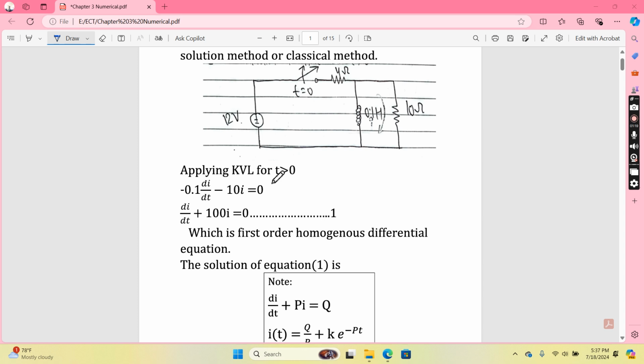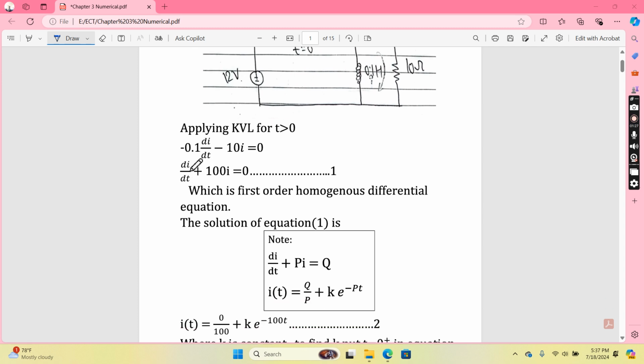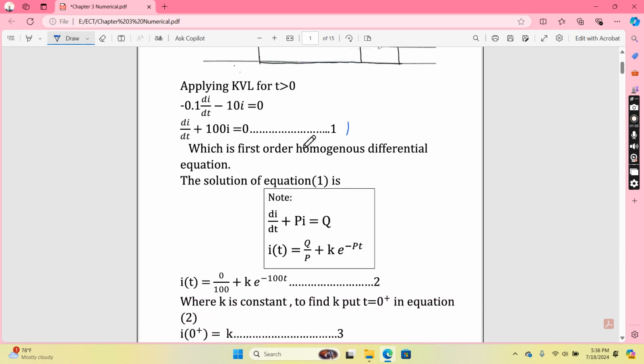Now always make the higher order differential term single by dividing the other parameters by the coefficient of the higher order differential term. Then we get the equation dI by dt plus 100I equal to 0. We assume it as equation 1, which is a first order homogeneous differential equation.